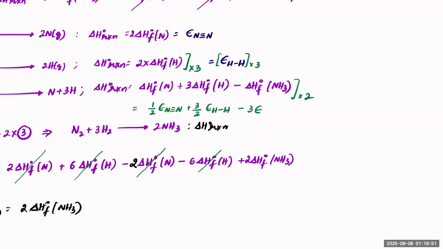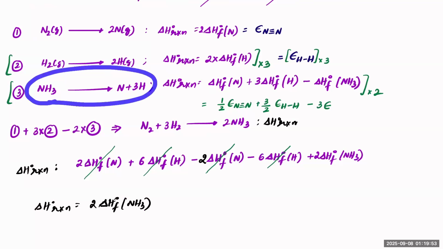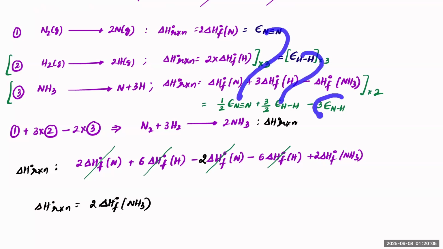Because overall, this is the bond you're breaking, right? So 3 times epsilon N-H bond you are breaking, correct? So in this reaction, this is about the first one, second one, this is about the third one. So for this entire thing, sorry, the last one, this one I have to multiply with 2. Okay.